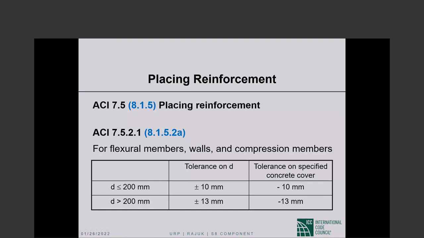It used to be minimum cover in ACI 318, but at one point, I don't remember, 318-02 or 08, we went to specified cover, like specified compressive strength. The engineer specifies the cover, and what we get is the specified value subject to tolerances. The tolerance on specified cover is minus 10 millimeters for the shallower members, and minus 13 for d exceeding 200 millimeters. There is no given tolerance on the plus side. So the specified cover can be thinner by 10 or 13 millimeters. It can be thicker, but we don't have a specified tolerance.